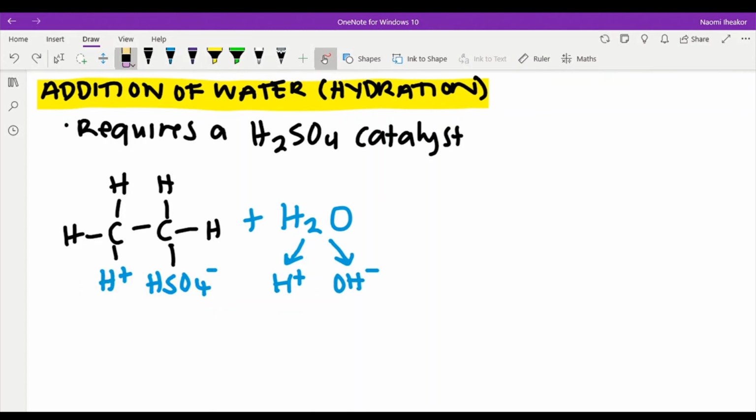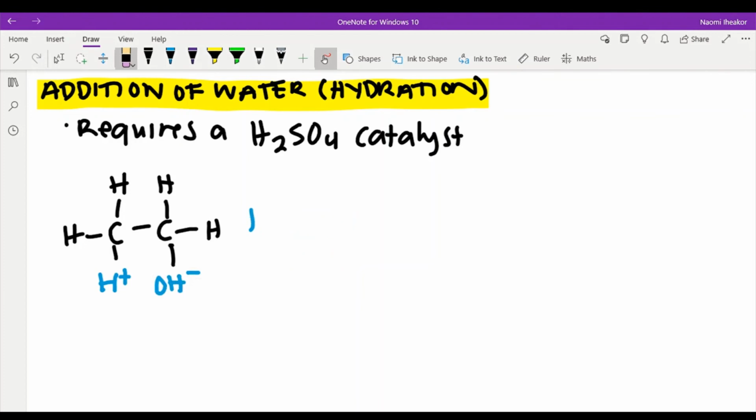So we're going to have this H plus swapping for this H plus. And we're going to have the HSO4 ion from our sulfuric acid swapping for the hydroxide ion from our water. And so that's how we get the addition of water onto our alkene. So we needed that H2SO4 sulfuric acid as an intermediate step in order to prep our alkene to receive water. So just don't forget that the addition of water to an alkene requires sulfuric acid as a catalyst. Let's go ahead and tick off our hydration reaction.